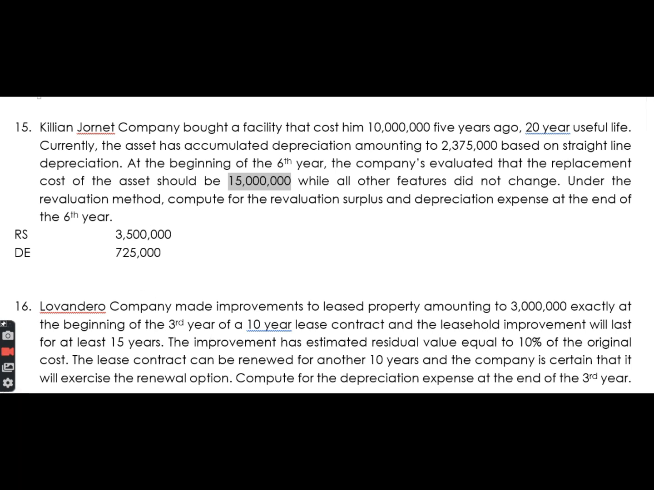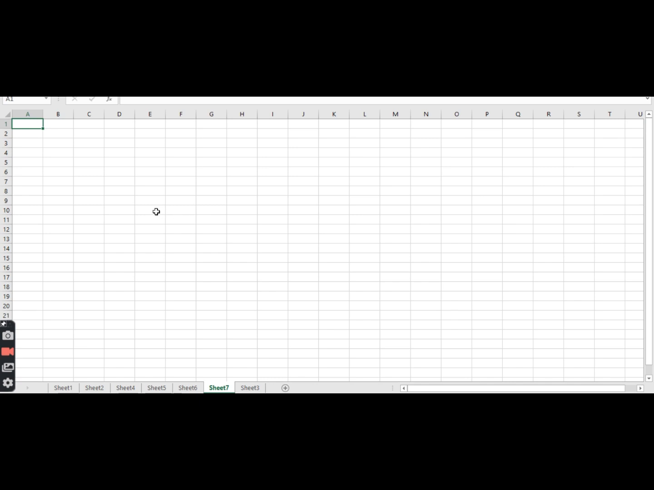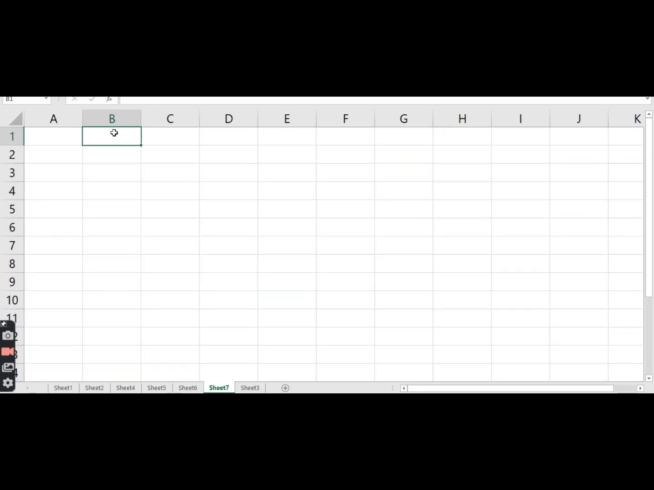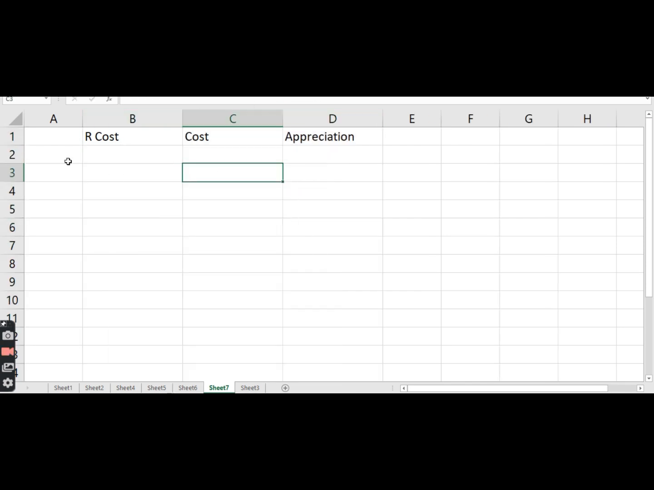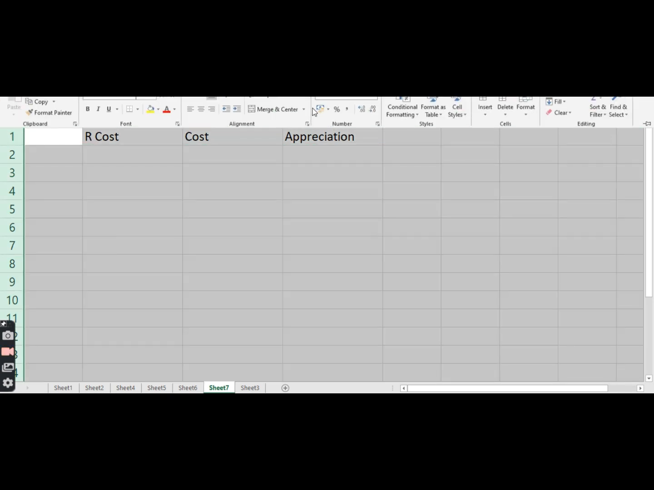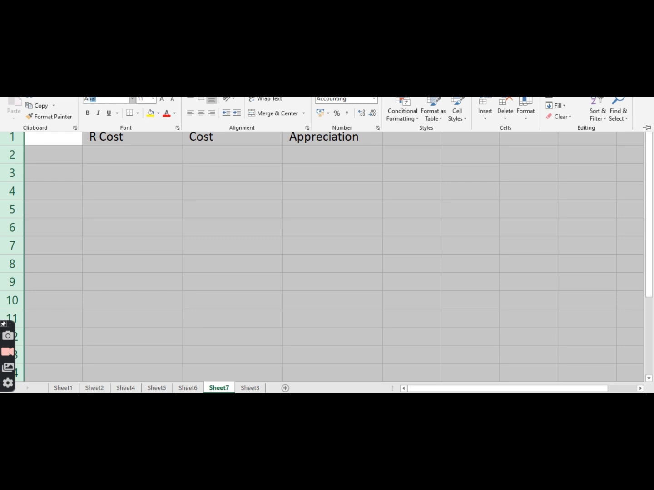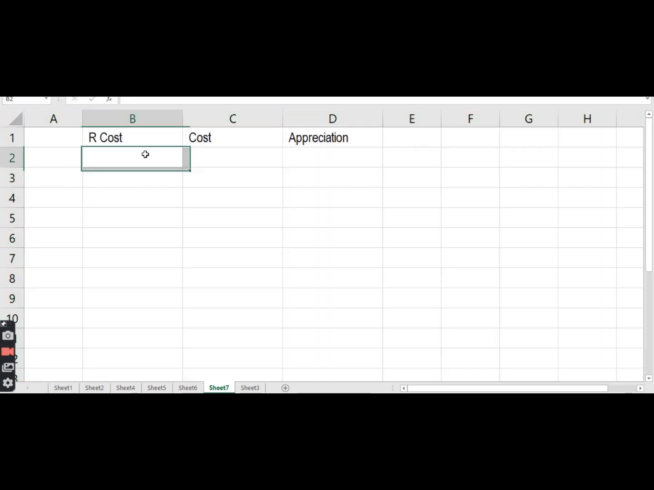So, gagawa tayong table, gamitin natin yung Excel natin, gawa pa tayong bago. Okay, so ganito ngayon ang mangyari dyan. So, meron tayong tatlong column. Ito yung replacement cost column. Ito yung cost na column. Wait lang. R cost na lang to para replacement cost. Tapos ito yung appreciation. So, yan yung columns na gagamitin natin. Okay? So, ito yung replacement cost. Wait lang, ayusin ko lang. Okay. So, may replacement cost column tayo, may cost column tayo, tsaka may appreciation.